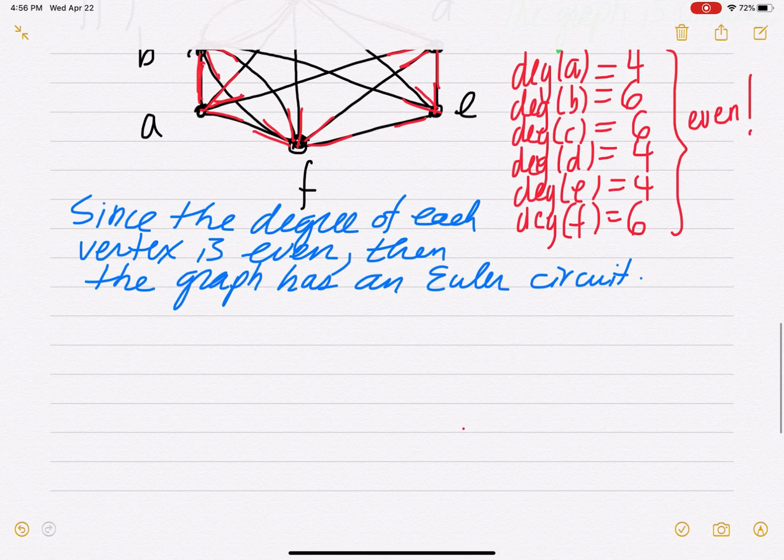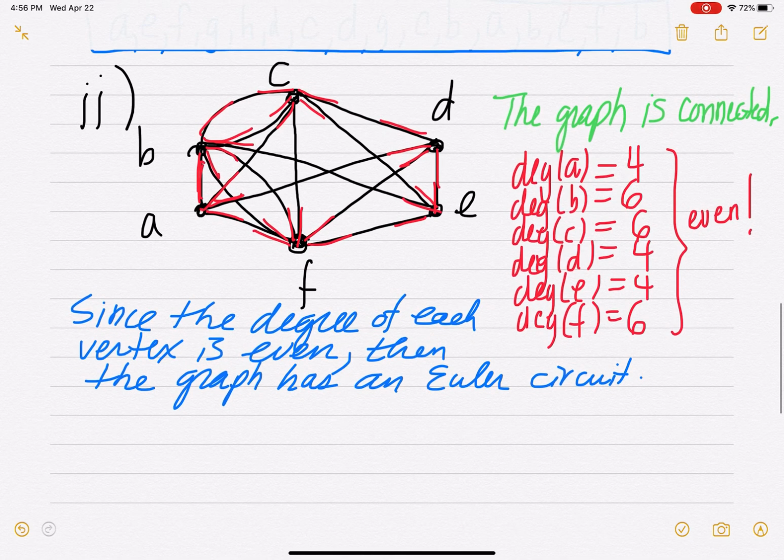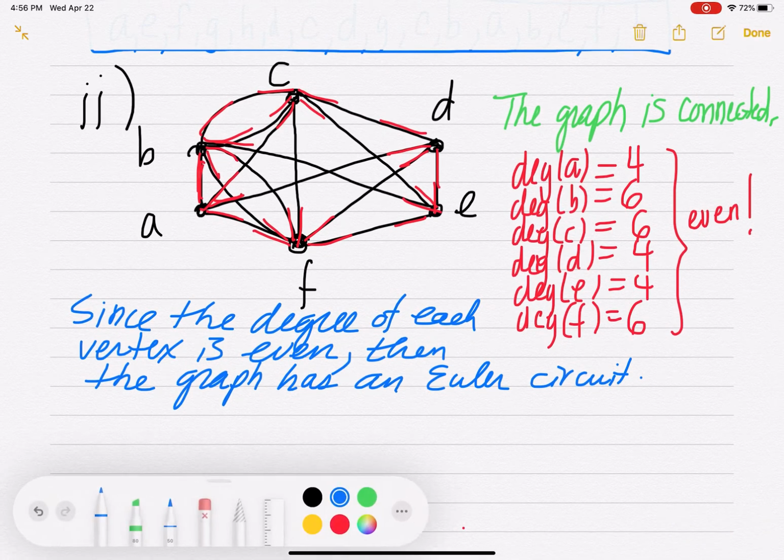All right, so we know there's an Euler circuit in here. So we've got to construct an Euler circuit. An Euler circuit is an Euler path that starts and ends in the same place. So we have to visit every edge exactly one time, and we have to start and end in the same place.